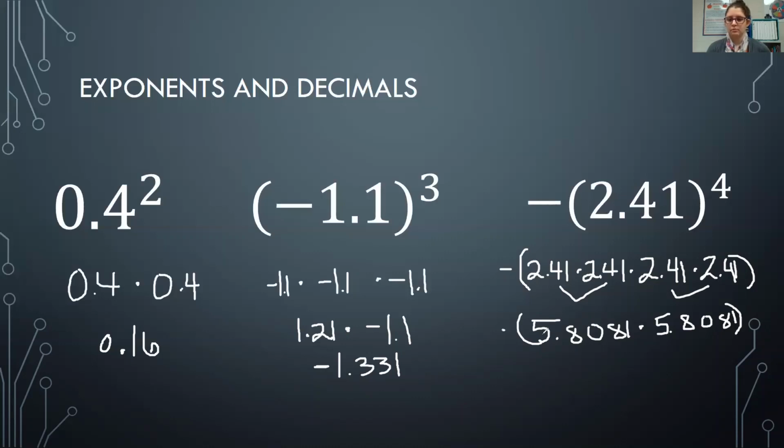When I multiply 5.8081 times itself, I get 33.73405.02561. So I'm going to round that to 2 decimal places, so that will be 33.73, and I'm going to bring down my negative into my answer. And that is how we multiply using exponents, how we solve exponents with different rational bases.